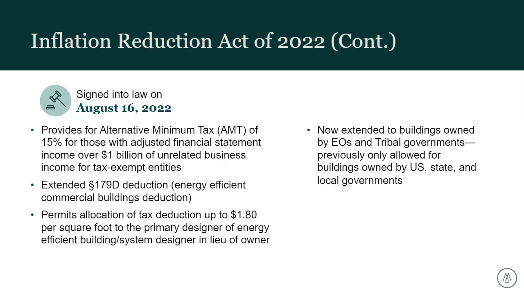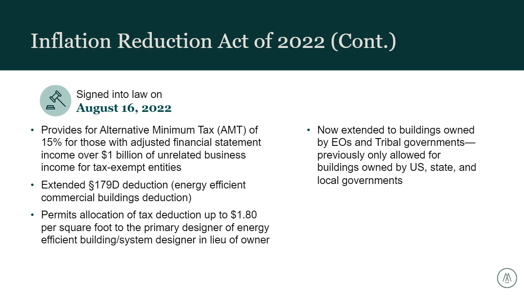The Inflation Reduction Act also introduced a 15% corporate alternative minimum tax. So the AMT is back. However, for tax-exempt organizations, this would really only apply to those entities with adjusted financial statement income over $1 billion of unrelated business income. The Act also extended the Section 179D deduction, which is an energy-efficient commercial building deduction.